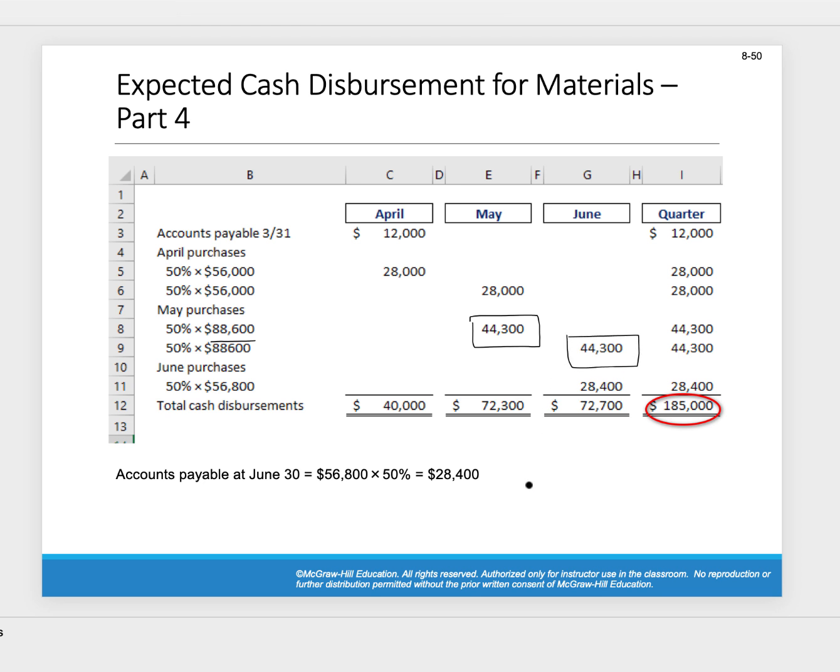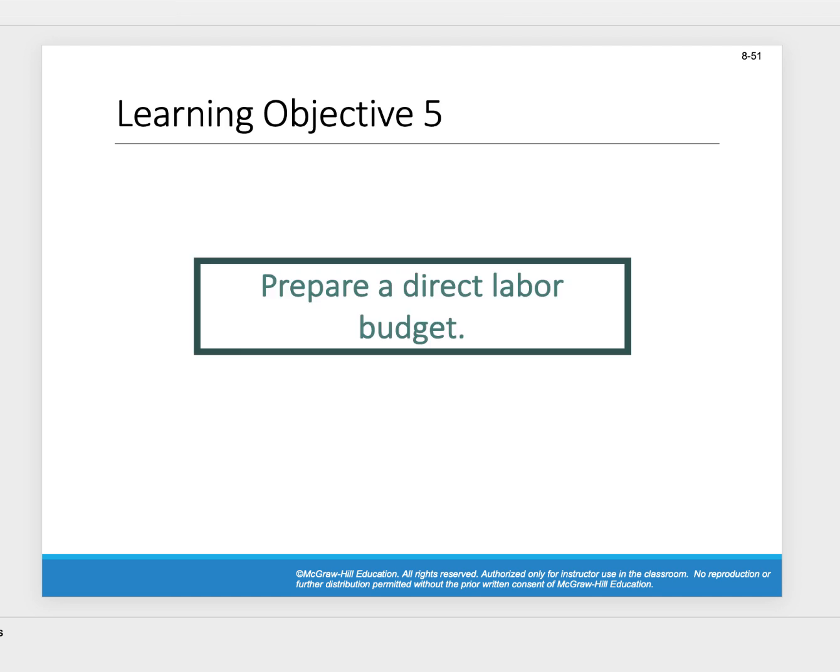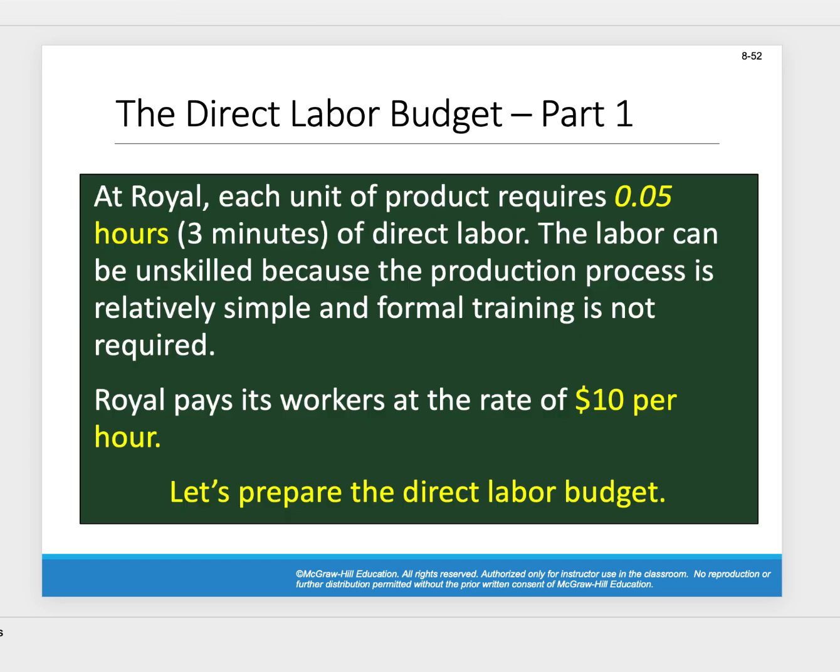Okay? This is just like the sales budget. Instead of collecting cash, now we're going to pay it out. Okay? Same concepts. Direct labor budget. We can do that next. We have all the information we need, right? What information do we need?